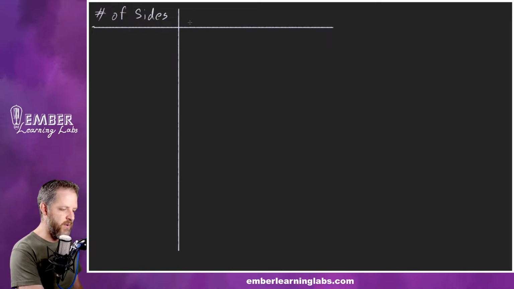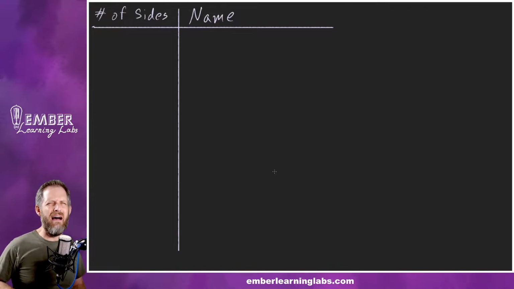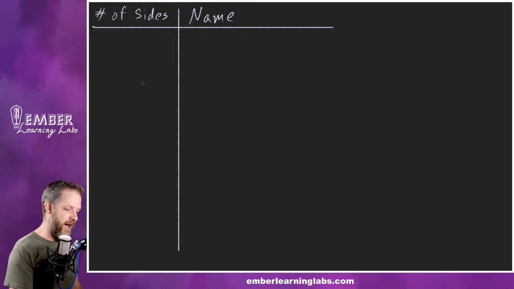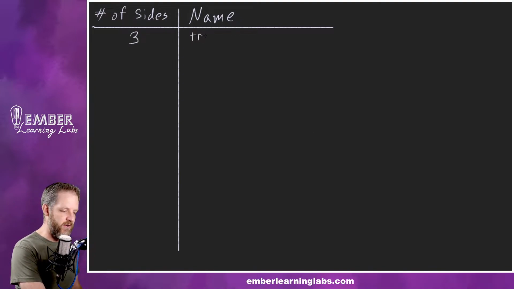And over here, we're going to put the name. Okay, so we can't make a two-sided figure. That wouldn't exist. That might be a line, I guess, maybe. I don't know. The smallest number of sides, of course, we can have is 3. You almost certainly know what a three-sided figure is, and that is a triangle, right?